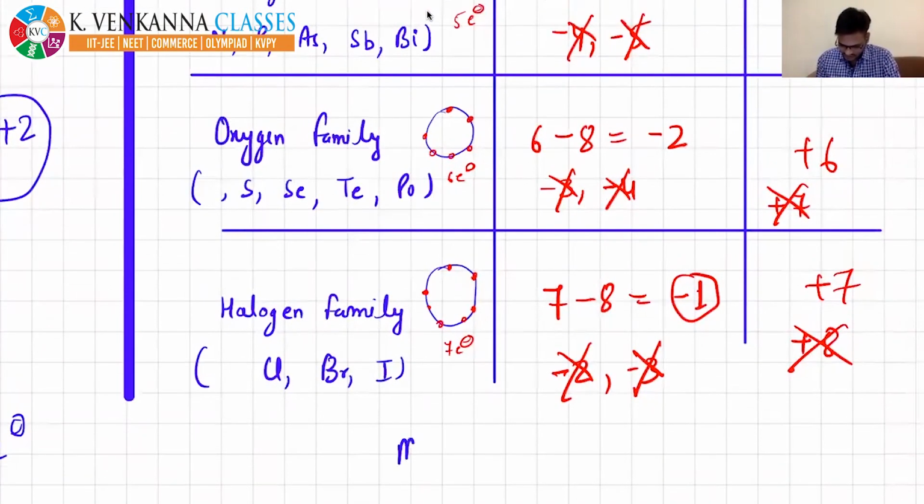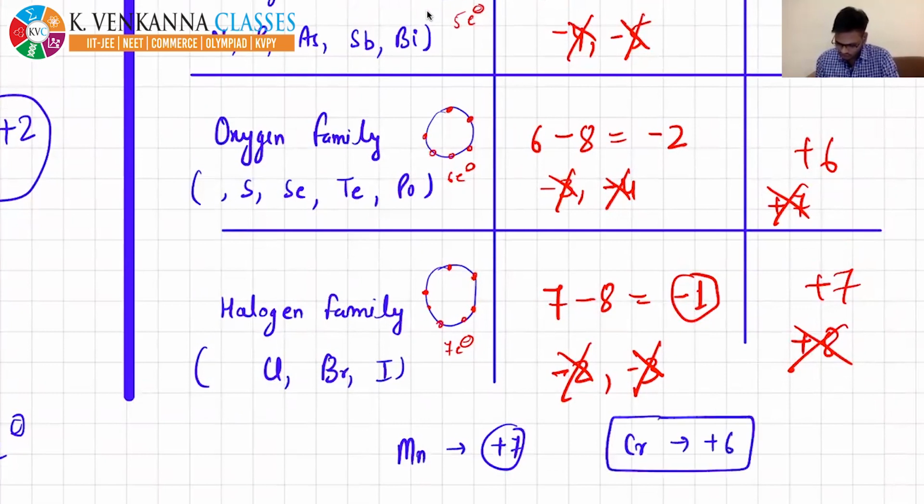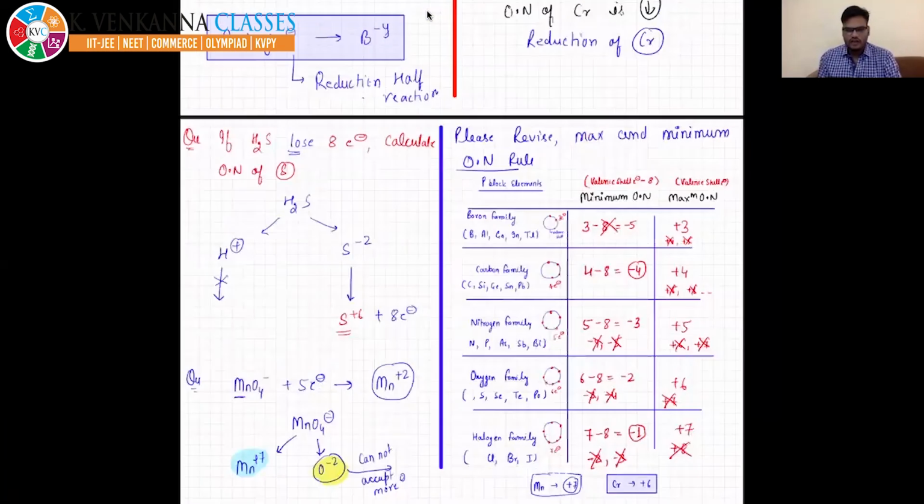I have also told you that manganese can have maximum +7 and chromium can have maximum +6. So these are two rules which you need to remember. For fluorine it is -1, for hydrogen +1 and -1, depending upon whether it is connected to metal or non-metal, right? Is that okay, beta? Is that okay?